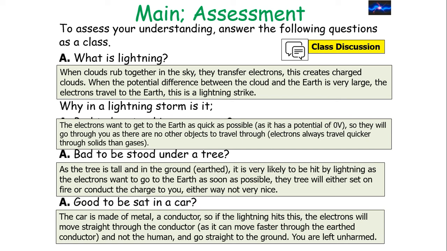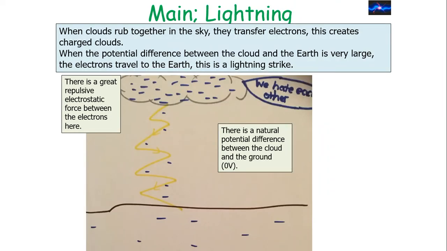It goes straight to the ground. You are left unharmed. So let's just clarify that. When clouds rub together in the sky, they transfer electrons, which creates charged clouds. When the potential difference between the clouds and the Earth is very large, the electrons travel to the Earth.